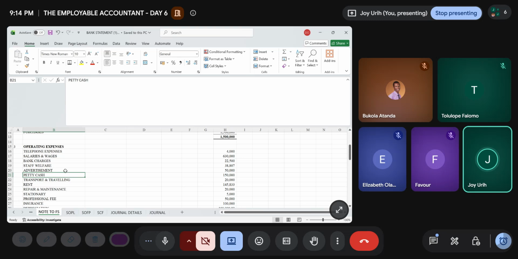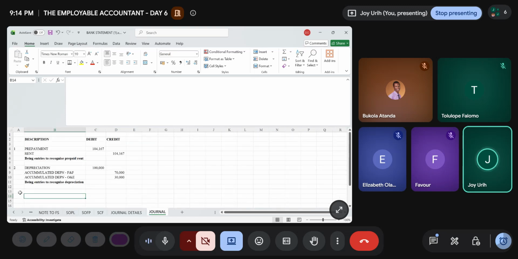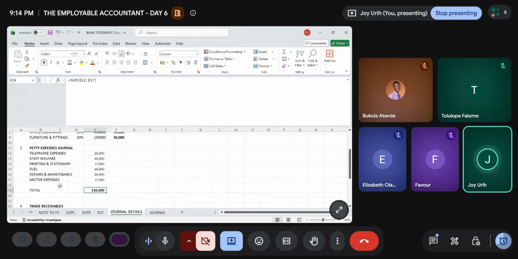So I need to cancel out this petty cash and bring in the expenses that were actually incurred. These are the expenses that made up that 150,000. So I'm going to bring in these expenses and take out petty cash. To do that, I'm still going to use a journal, which I'll call journal 3. So what I'll do is copy all of these expenses.